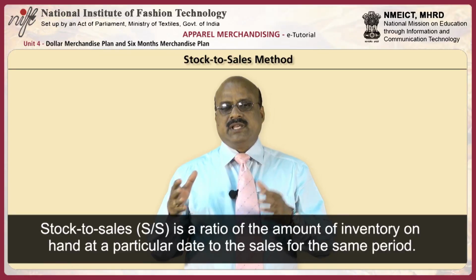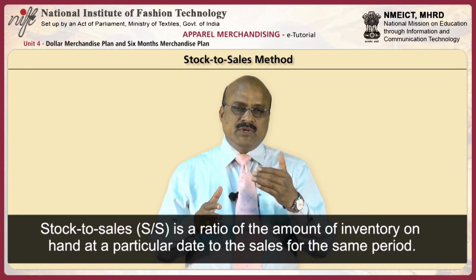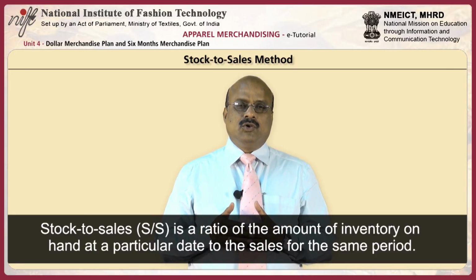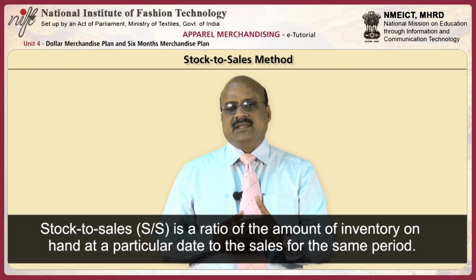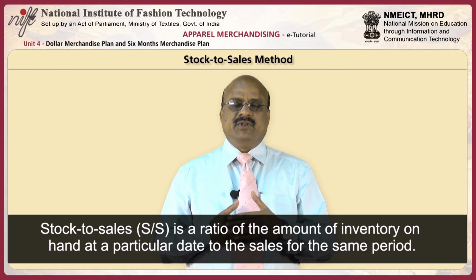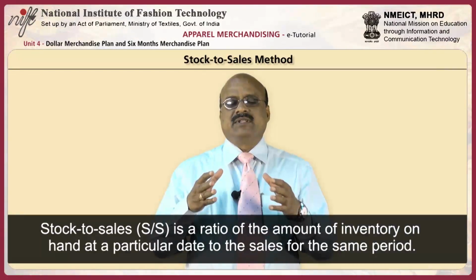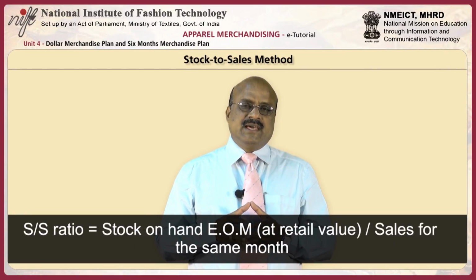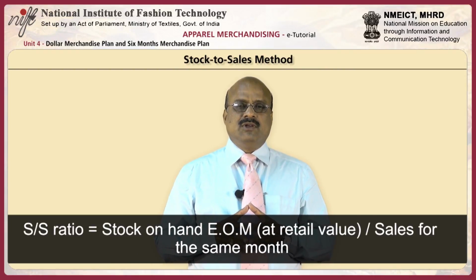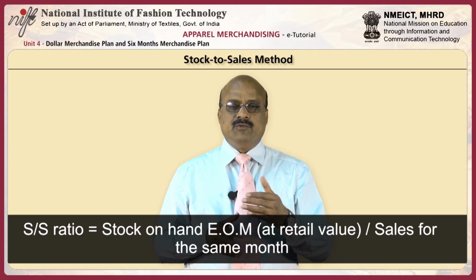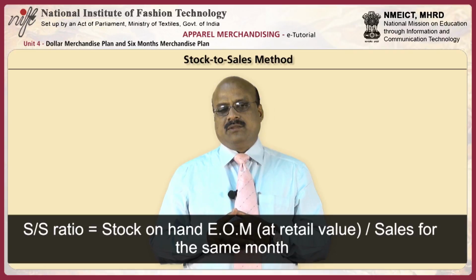The stock to sales method is a popular way to forecast how much inventory is required to attain monthly sales projections. Stock to sales is a ratio of the amount of inventory on hand at a particular date to the sales for the same period. It is calculated as follows. Stock to sales ratio is equal to stock on hand EOM at retail value over sales for the same month.